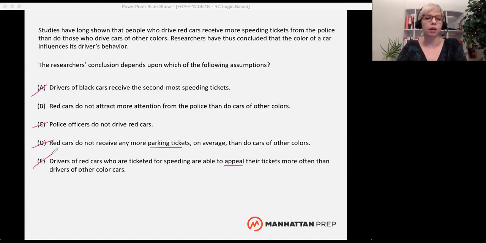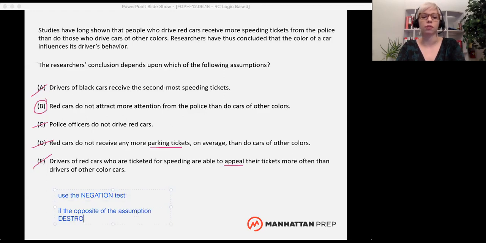And then we look at B. And we want to ask ourselves, okay, does this have to be true? So one way to determine on a find the assumption question if something has to be true is to use what we call the negation test. And the idea is if the opposite of the assumption destroys the argument, then that thing was necessary to the argument.